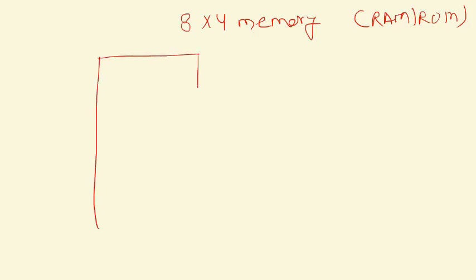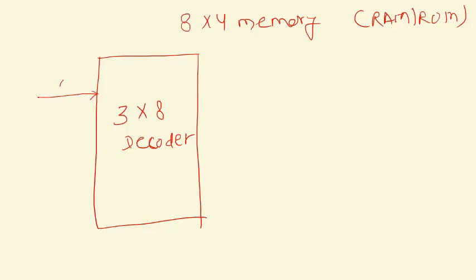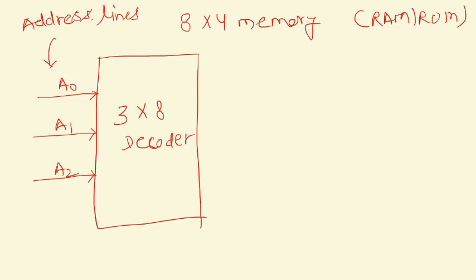In this case there will be a 3 into 8 decoder, and 3 inputs are there. Let the inputs be A0, A1 and A2, and these are called address lines.